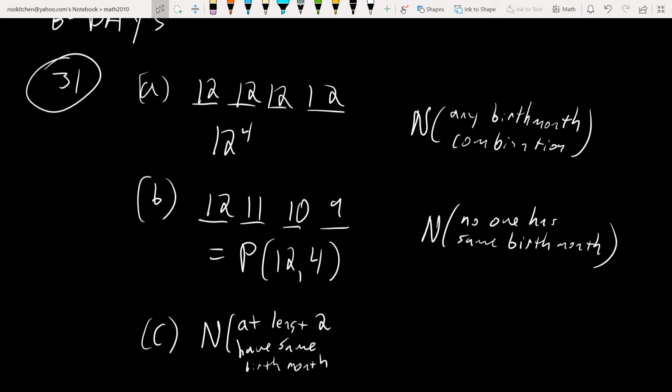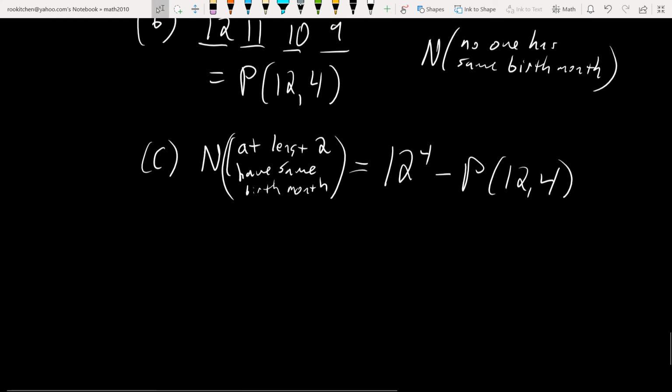Okay, so this is just a difference problem. You're taking the number of ways, anyway, for people to have birthday month combinations, which we just found was 12 to the 4th, and then subtracting away the number of ways that no one has the same birthday month in a group of 4. So that would be P 12, 4.